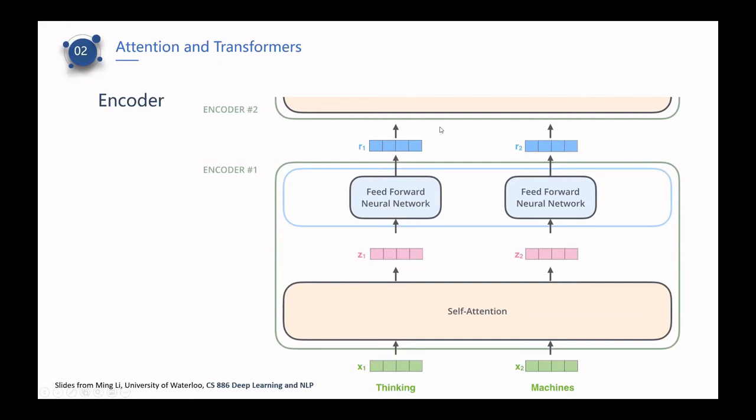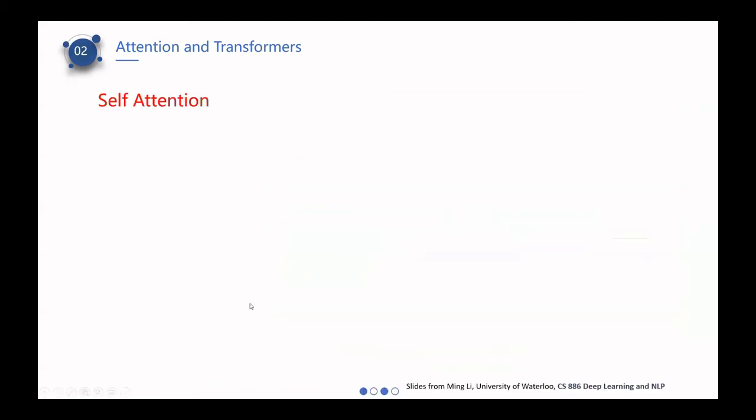So number 2, number 3, and we can have lots of these blocks. Now, as you see, this feed-forward neural network is independent for each word. Therefore we can parallelize and do everything simultaneously, compared to LSTM, which is sequential and does one word at a time. That's the main advantage of the transformer.